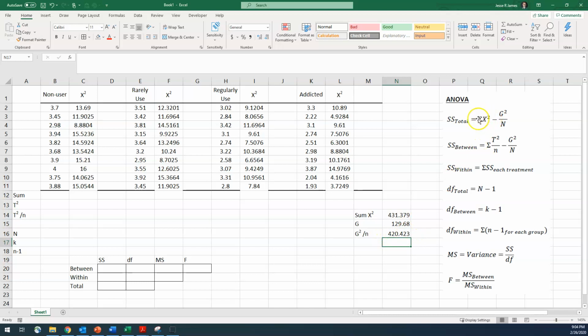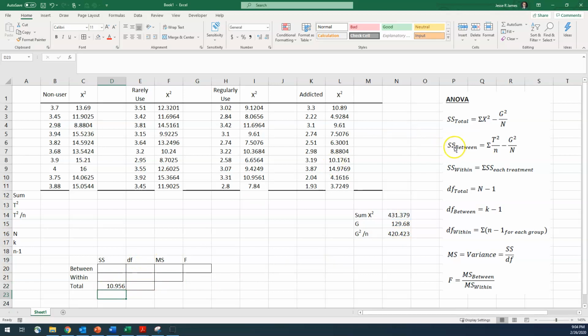And then we just take this first component that we computed here, and we subtract from it this component that we just computed here. And so in order to get the sum of squares total in this box, we equal that, that is, equals the sum of x squared minus G squared over N. So there you go. That's the sum of squares total.